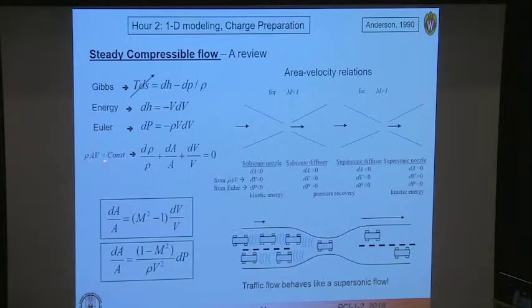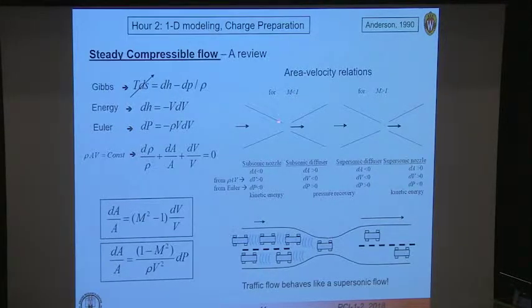We know that from the continuity equation, the density times the area times the velocity must be a constant, right? So we can write that in differential form, as I've shown here. Now this is very useful, because if I know how the area changes in a duct, I can use these equations to determine how the density, the velocity, and the pressure change. So, for example, the area-velocity relations.